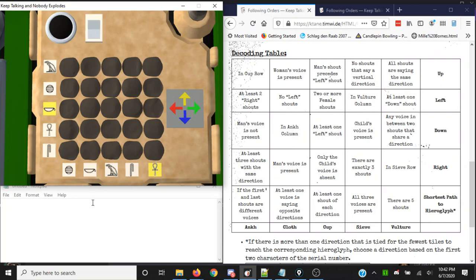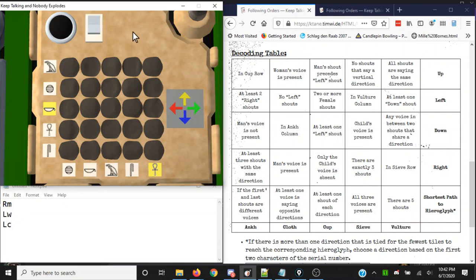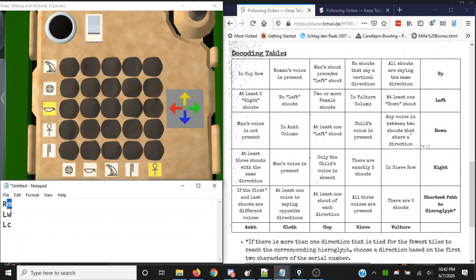Listen. Right! Left! Left! Right! Left! Left! Flip the switch back, and they stop shouting. The first shout was right, done by a man. The second shout was left, done by a woman, and the third shout was done by a child.